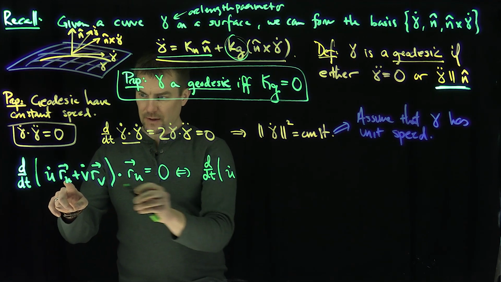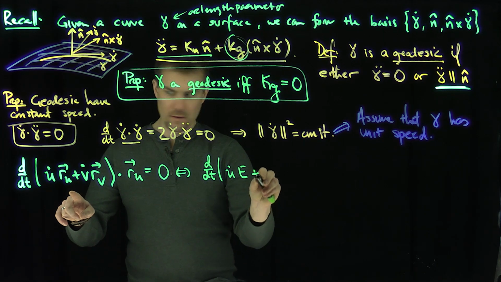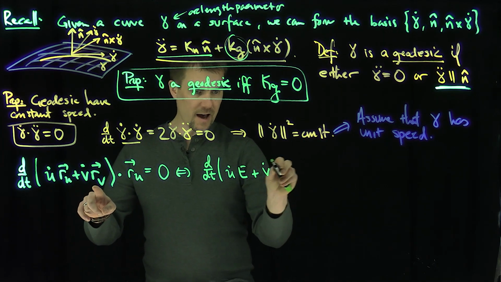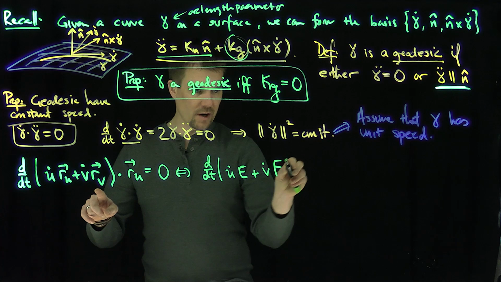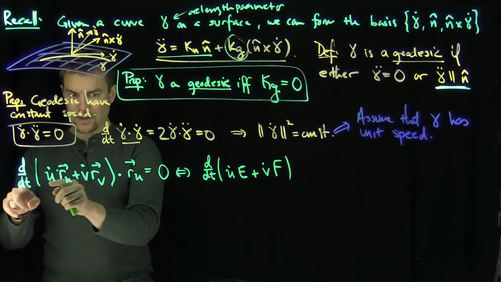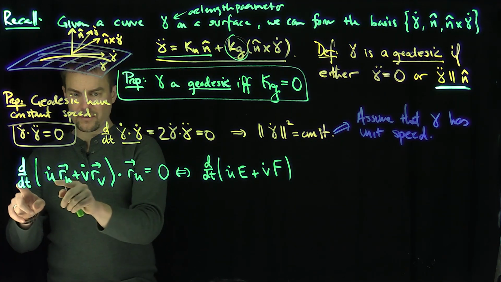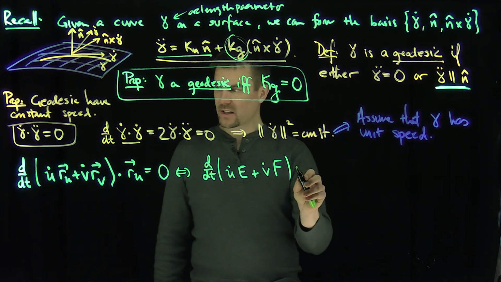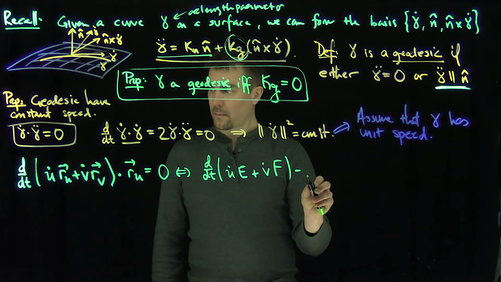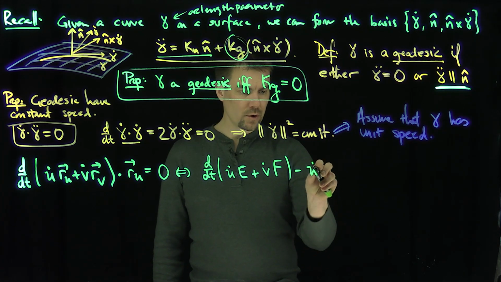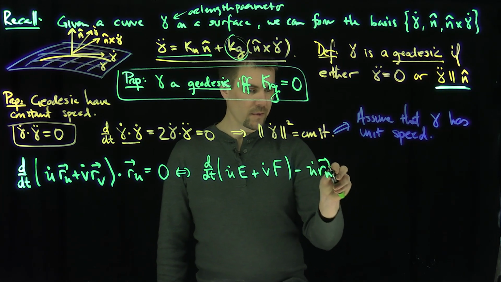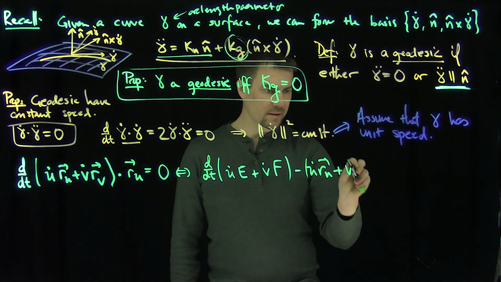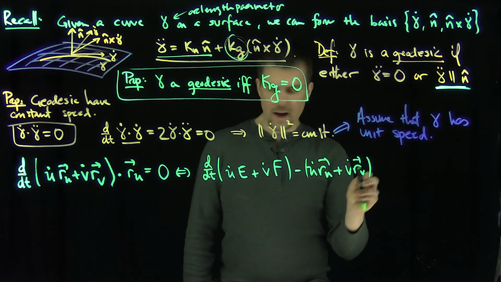I'll bring the dot product on the inside, which I'm not allowed to do, right? Plus v dot f. That's what happens if I brought the dot product on the inside. So I have to subtract off what? By the product rule, I have to subtract off the derivative of this here. So that's going to be minus u dot ru plus v dot rv.